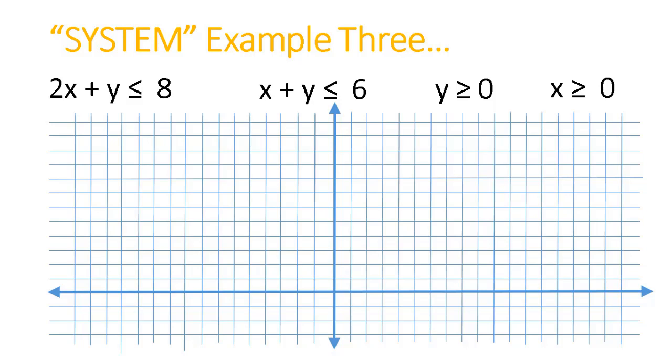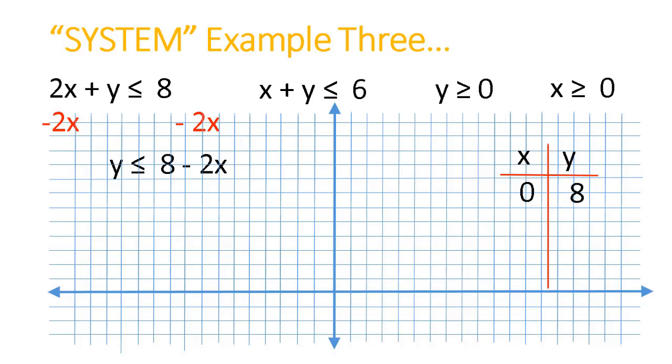Okay, so let's start with the first one. We'll solve for y. We'll subtract 2x from both sides, and we already have y by itself. Gotta love it. So we're going to go a little faster this time since you've already done this. Let's make a chart. We don't have any fractions, so we can put in 0, 1, and 2. I'll put in 0. And 8 minus 2 times 0 is 8 minus 0. So it's 8. So let's graph the point 0, 8.